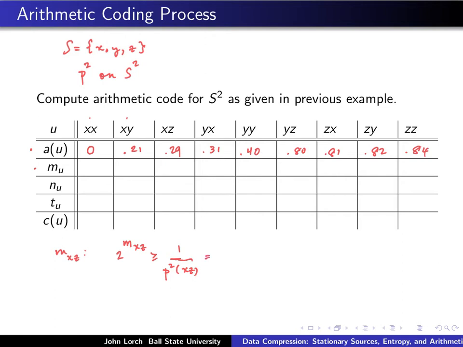Now if you look back at the probability of xz on the table that occurs on a previous slide, you should get that it's 0.02, and the reciprocal of 0.02 is 50. So I want 2 to the m sub xz to be bigger than 50. And so that says that m sub xz should be 6. Right, so we want the smallest number where when we raise 2 to that power, we get something bigger than 50.